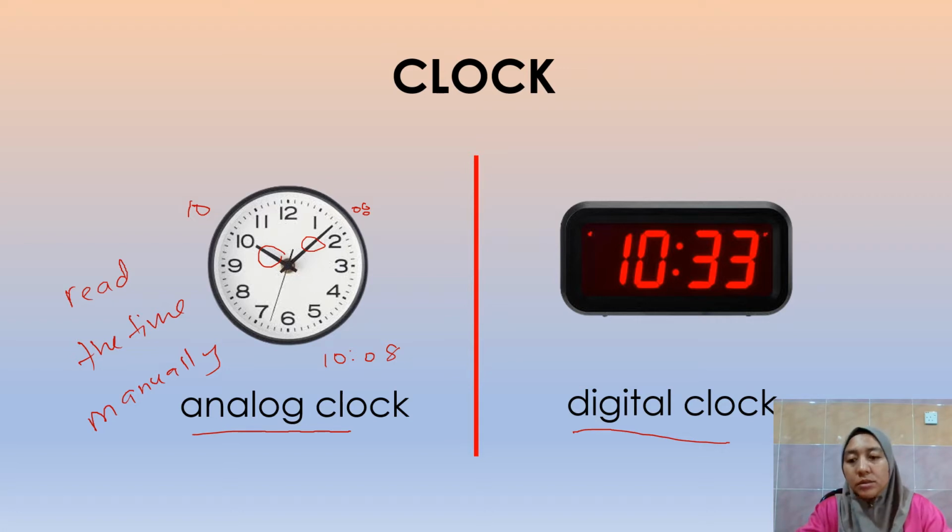For digital clocks it is easy. You just see the numbers. Nampak je terus nombor tu. Nombor tu sekarang ni adalah pukul berapa ni? 10:33. So tak payahlah macam saya ni, kira 5, 6, 7, 8. So for digital clock it's easy. You just look at the number and you know what is the time. So we move to the next slide. Make sure kena tahu kita ada dua jenis jam, which is analog clock and digital clock.